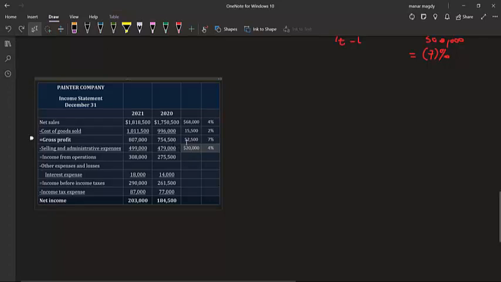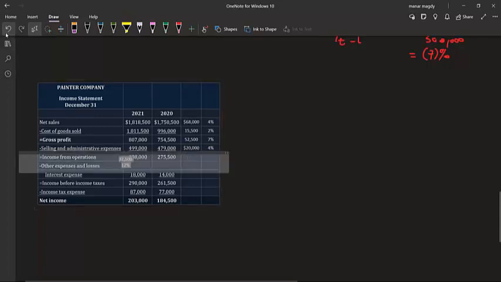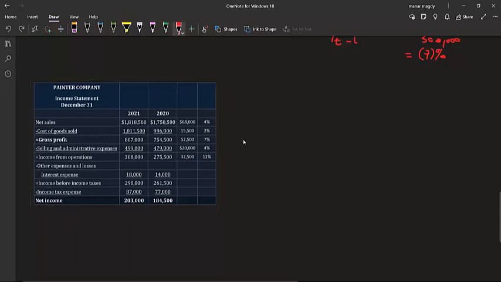If we deduct from the gross profit the selling and administrative expense, we get a total income from operations equal to 32,500. This amount you can get either way. You can get it from calculating the difference between these amounts, or you can calculate it from the difference of change between here and here. Okay, you can get it either way.